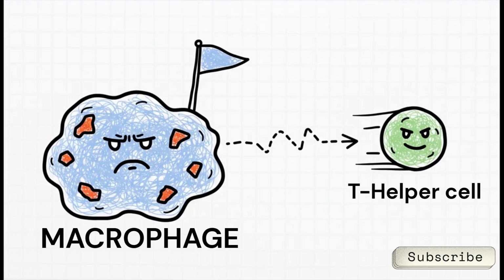That infected macrophage doesn't just sit there. It starts waving a red flag. It takes little pieces of the mycobacteria, these antigens, and presents them on its surface. It's basically screaming for help. And who answers the call? The special forces of our immune system, the T helper cells, specifically the Th1 cells. They are the commanders of this whole operation.